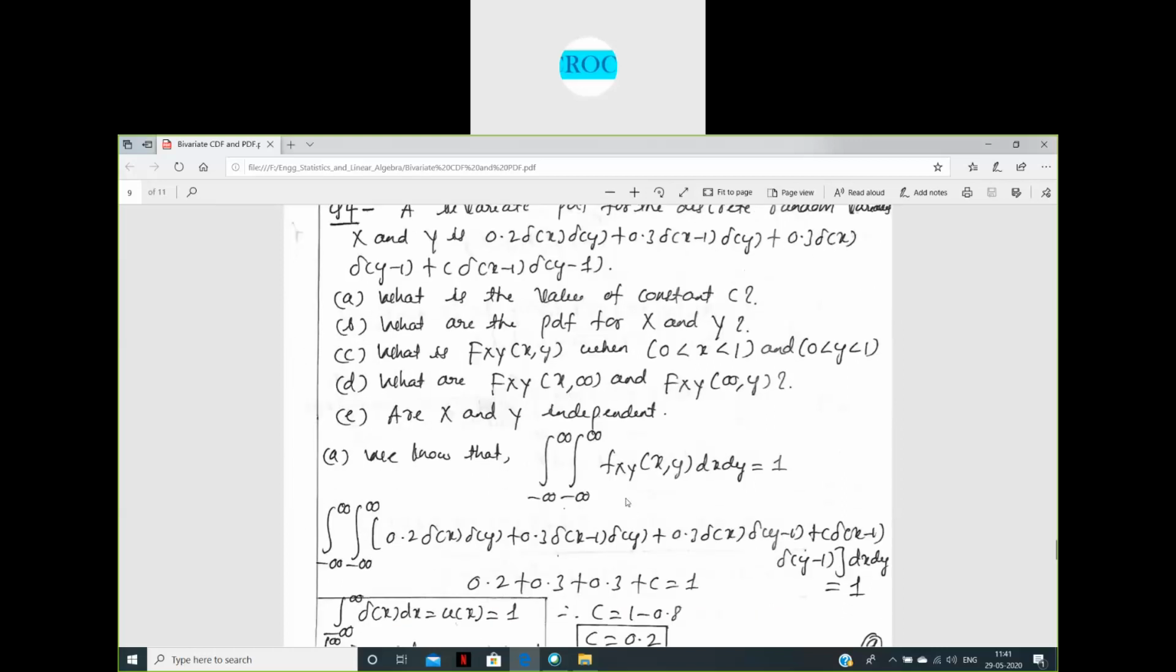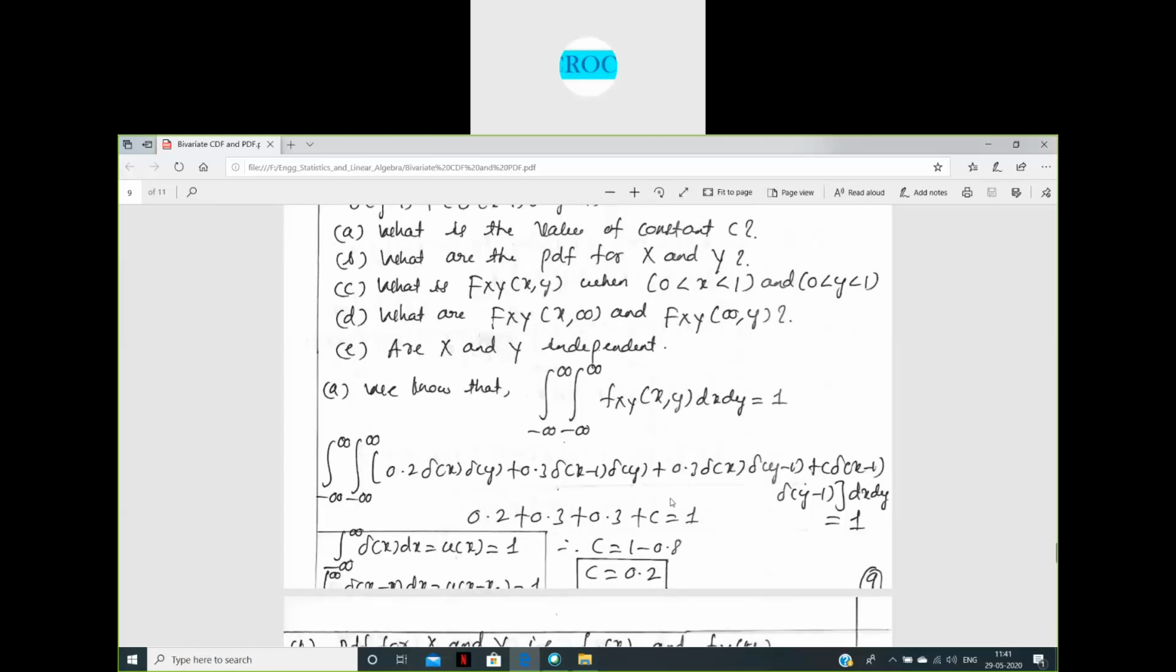Now we'll start with the formula what we have. Now if you see this one, what is the expression for bivariate PDF? It is this one: 0.2 delta x delta y plus 0.3 delta x minus 1 delta y plus 0.3 delta x delta y minus 1 plus c delta x minus 1 delta y minus 1 dx dy. Now if you see this delta function, it is nothing but the impulse function.